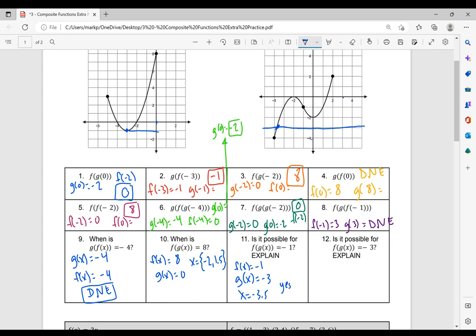All right, now we're going to look at number 12. It says, does this one exist? Is it possible for f of g of x to equal -3? So we start with f of x on the outside equals -3. So the y value is -3. We draw a line here. You see it doesn't hit the graph, so that does not exist because there is no value there.